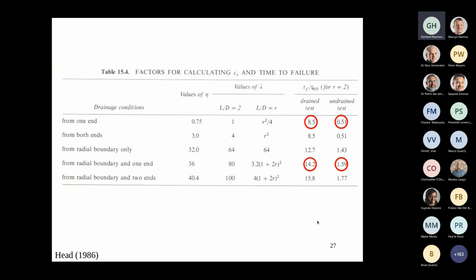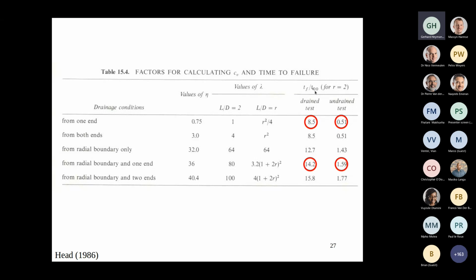And they say, okay, we don't have side drains, so we only consolidate from one end. Do we have drained or undrained? And these would be the ratio or the factor which gives guidance on the ratio between the minimum time to failure and what we call T100. T100 is the time for full dissipation of pore water pressure.